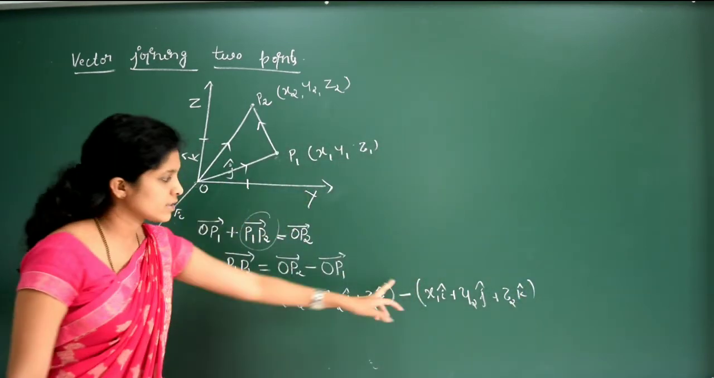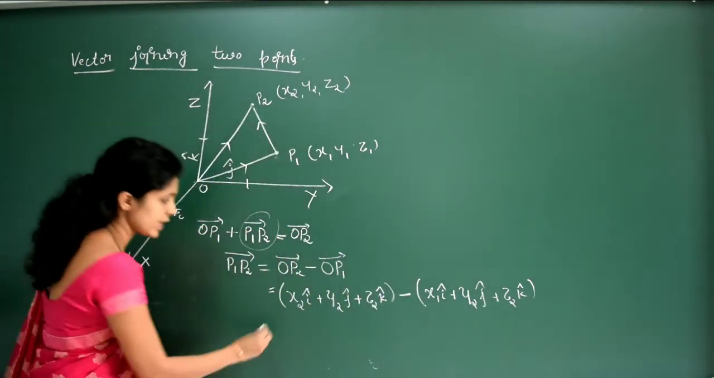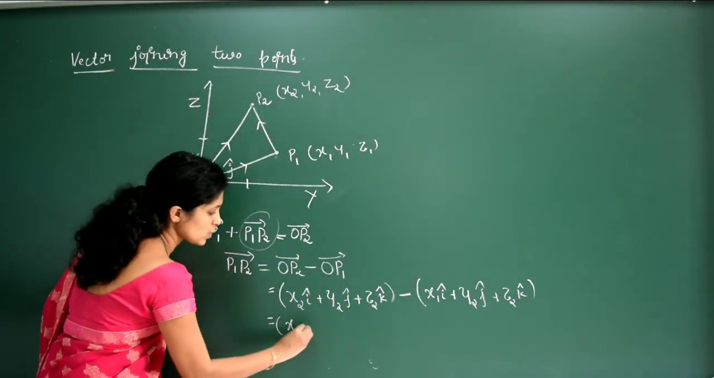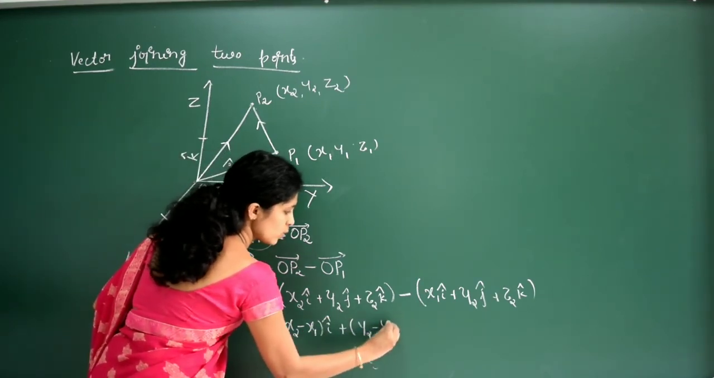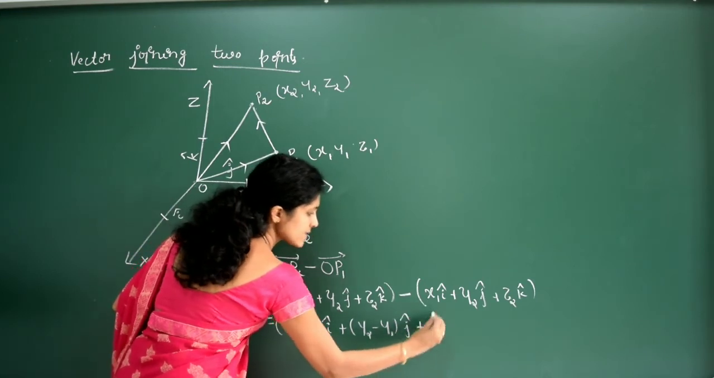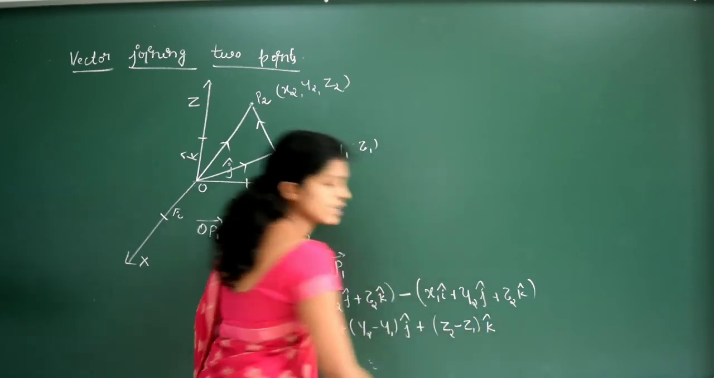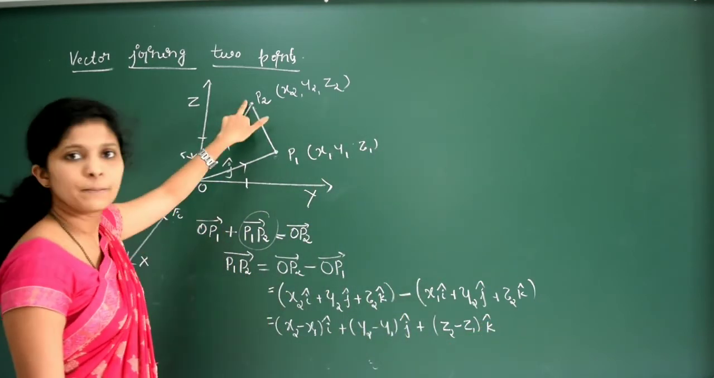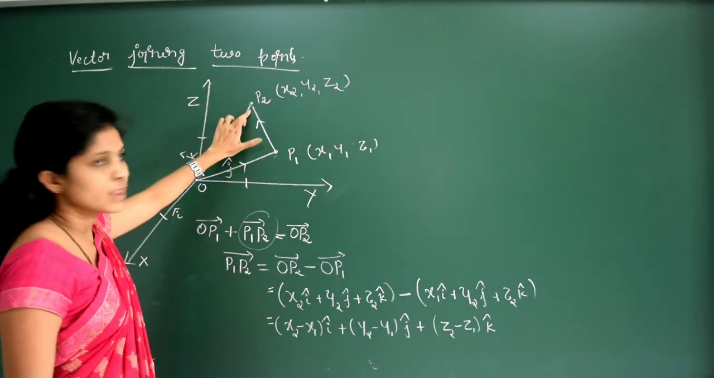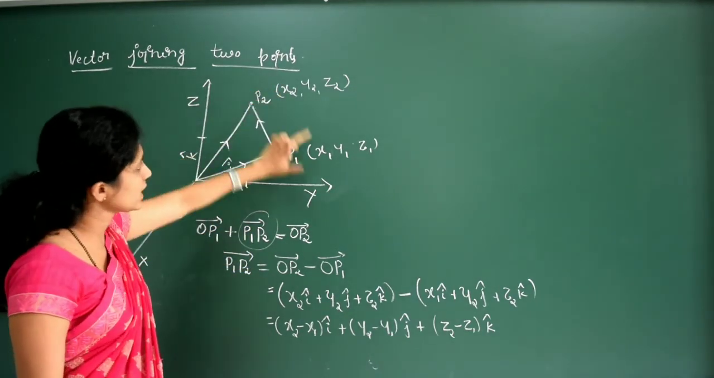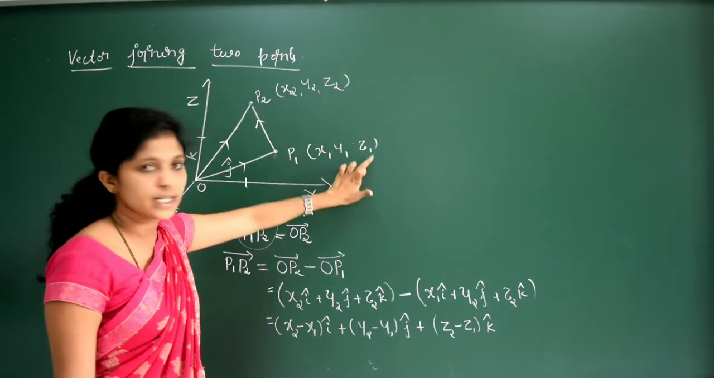Now you have to subtract two vectors. What you have to do? You have to subtract the corresponding elements, right? So this is equal to x2 minus x1 i cap plus y2 minus y1 j cap plus z2 minus z1 k cap. This is the vector joining P1P2. Is it clear? If any two points P1 and P2 are given, then we can write this as x2 minus x1 i cap plus y2 minus y1 j cap plus z2 minus z1 k cap.